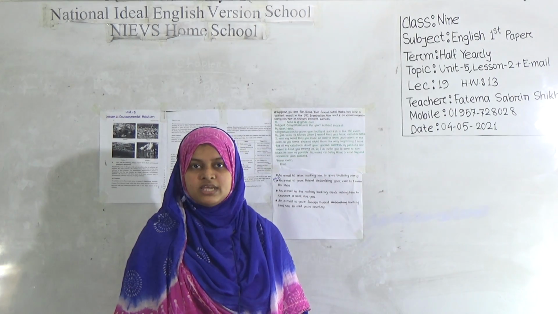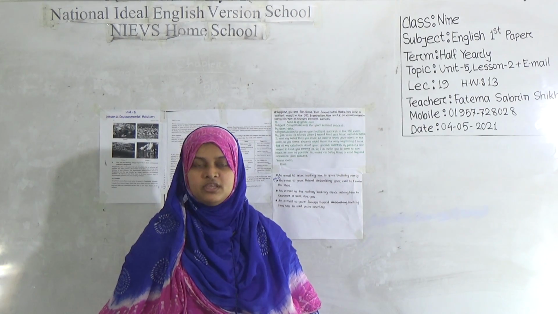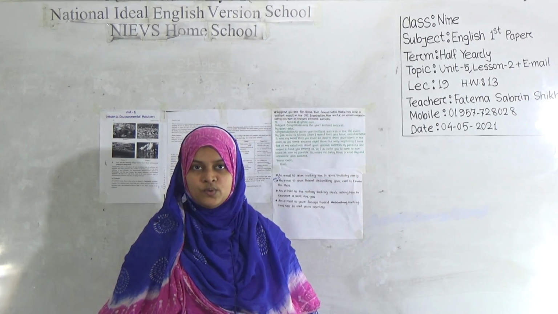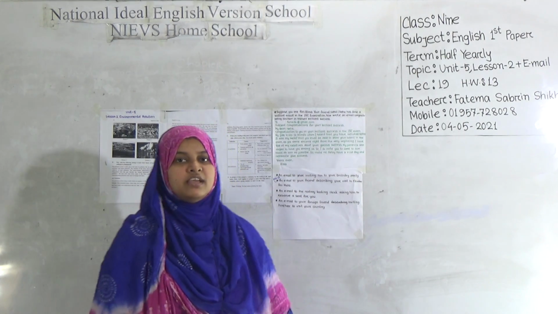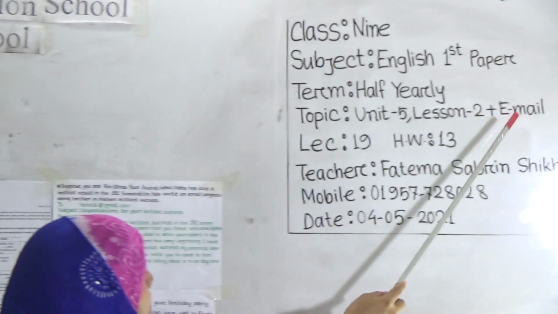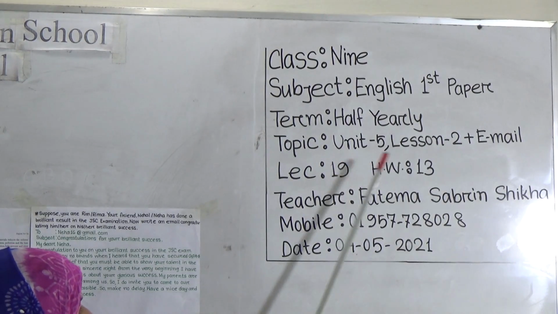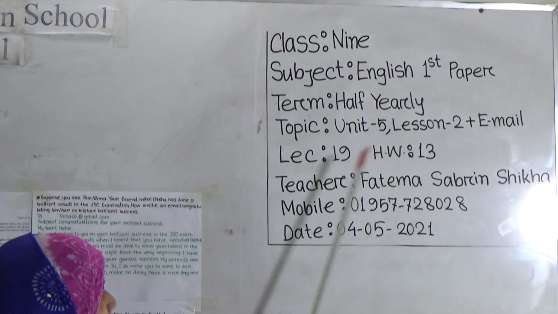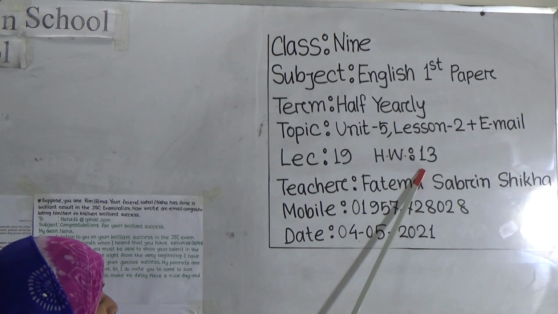Today I am going to take the English first paper class for the students of class 9 on the topic Unit 5 Lesson 2, and with this we'll practice email. I'm repeating, today our topic is Unit 5 Lesson 2 and email. Students, this is lecture 19 and homework number 13.